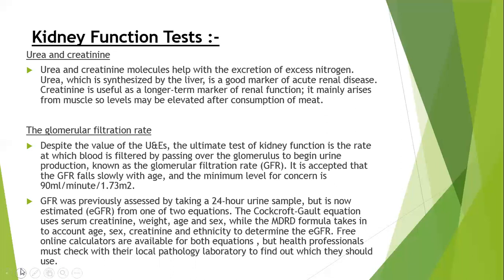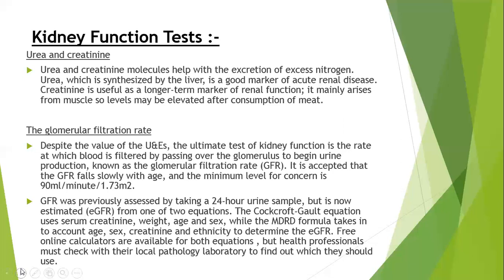It's a longer term marker of renal function. Creatinine mainly arises from muscle, and levels may be elevated after consumption of meat. You have to understand meat is a very creatinine-rich food and also has a good amount of methionine and sulfur. I also discussed the GFR, glomerular filtration rate. It's measured by the creatinine clearance test, a measure of the efficiency with which the kidneys remove a substance from the blood. Normal creatinine clearance in adults is about 125 ml per minute, which can be reduced to 30 ml per minute or less when kidneys fail.